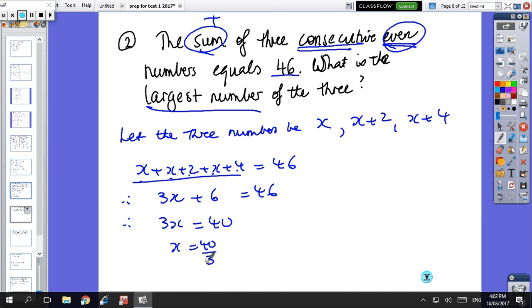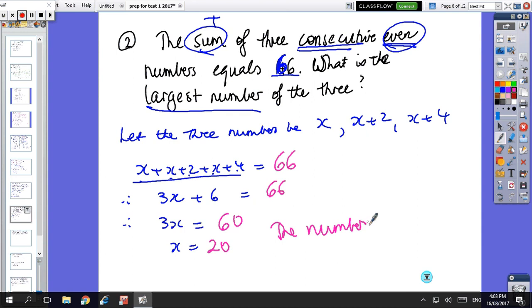So for instance, if I made that 66, let's make that 66 so we can actually get an answer. So I'll just change those. Okay, so let's make that 66. So 3x equals 60, so x equals 20. So the numbers are 20, 22, and 24.